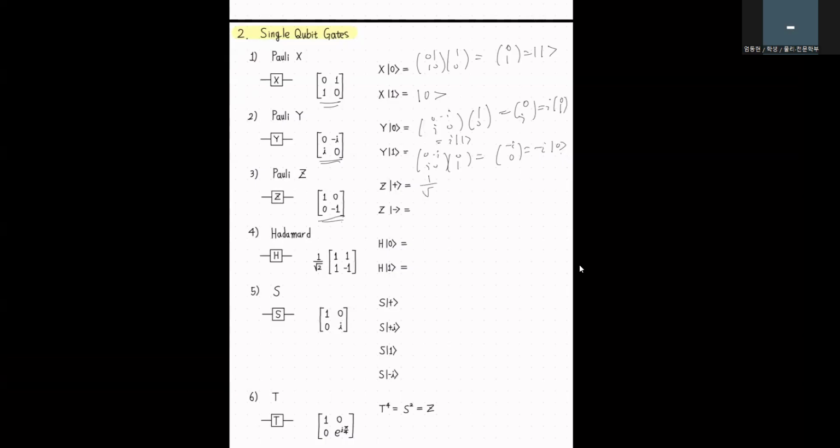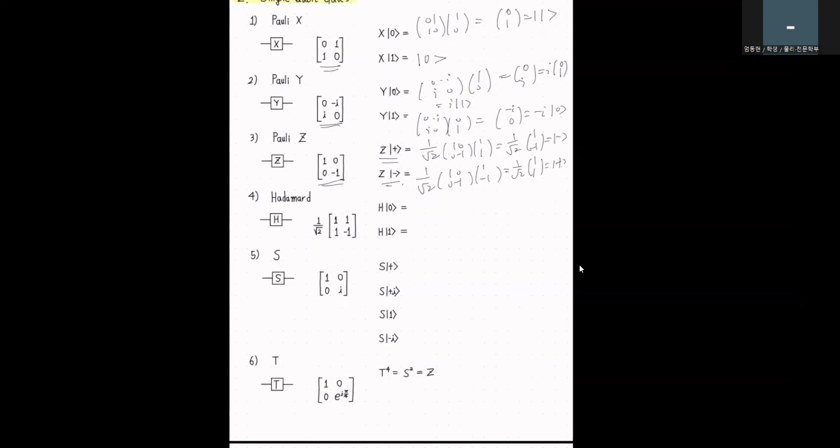Okay, we get this. And notice how these flip between these two basis states, basically. So the Z flips the plus state to the minus and vice versa. So this is called the phase flip operator.